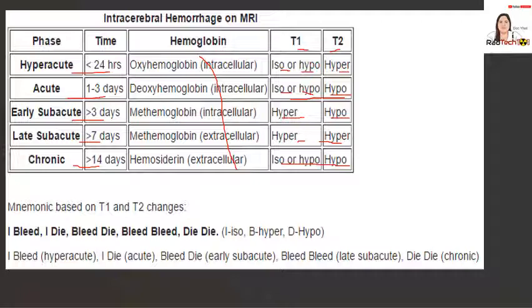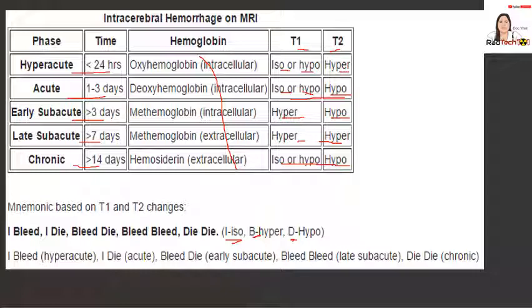So, based on T1 and T2 changes, I bleed sa hyperacute, I die sa acute. Ang I stands for iso, B for hyper, D for hypo. Okay? So, B is bright, D is dark. Iso is the same, or normal, or balance. Again, B for hyper. Yung bleed natin is B, then D is dark.